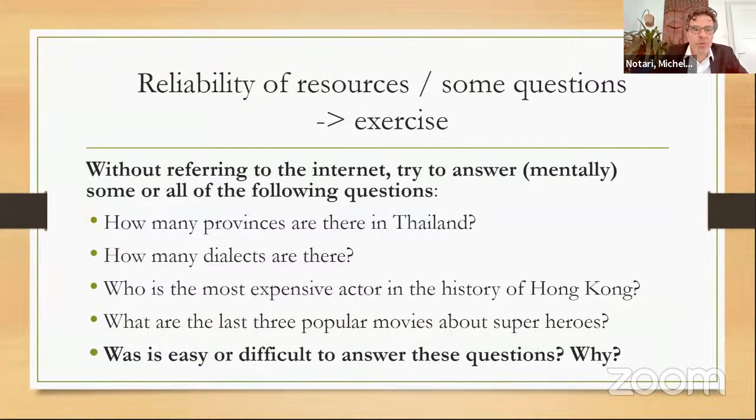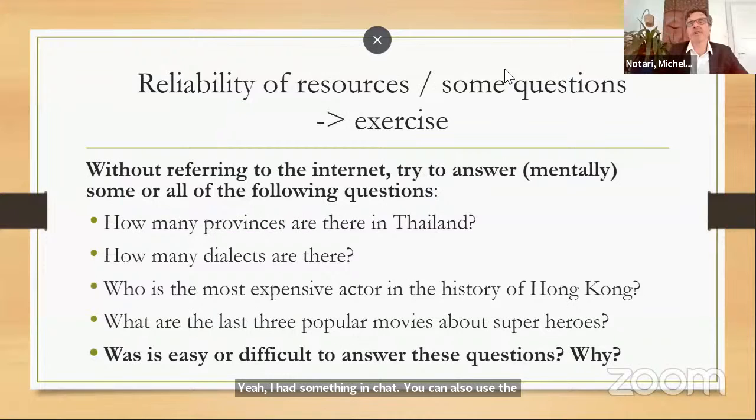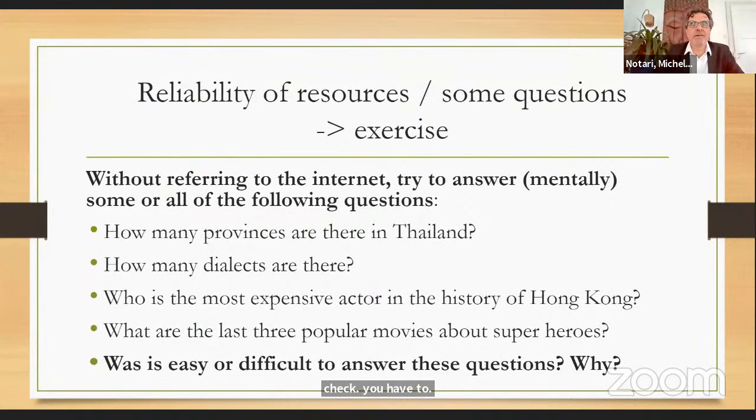Okay, so which question is the most difficult to answer from your point of view? All of them. Yeah, I have something in chat. You can also use the microphone, but of course the chat is also good. Let me check. Of course, I think for me as well, question 2, the second question, Thailand.